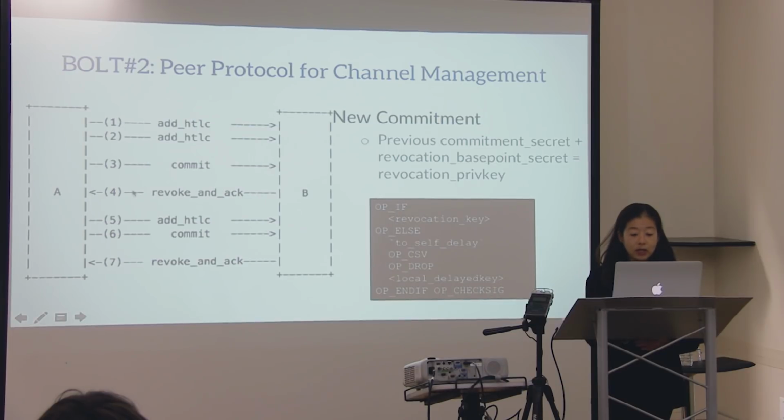So if Node A tries to broadcast an older commitment, then Node B can see that and derive the private key because it had the revocation secret, and claim all the money for itself. On the other hand, Node A would have to wait for the delay that they initially agreed upon when creating the channel to try to spend the money.